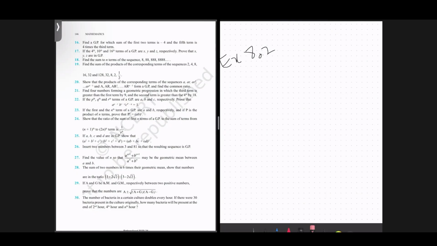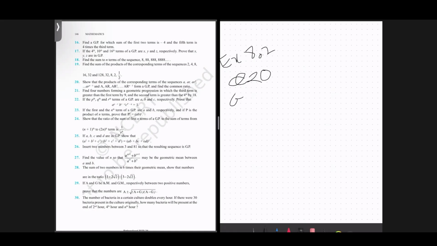In the 20th question, we have to show that the products of the corresponding terms of the sequences a, ar, ar square, up until ar raised to the power n minus 1, and capital A, capital AR, capital AR square, up until capital A, capital R raised to the power n minus 1, form a GP, and we also need to find the common ratio, right? So I'm just going to do that by proving that the ratio between each of the consecutive terms in the GP obtained by multiplying the corresponding terms of these two GPs is going to be the same, right? So I'm currently solving question number 20.